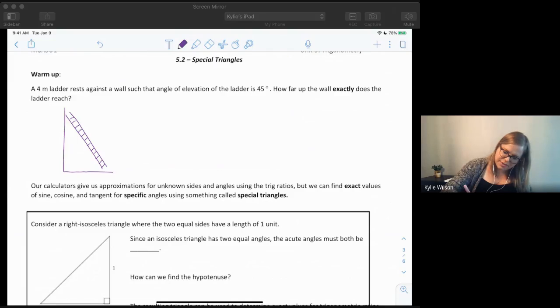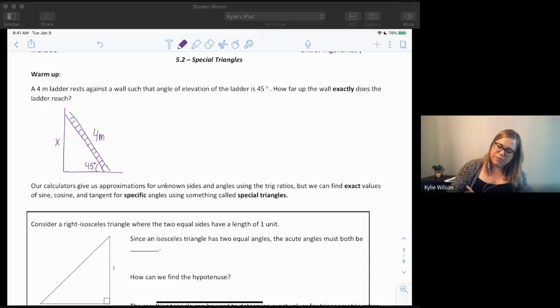And now I'm going to fill in my values. I know that it makes an angle of elevation of 45, so that angle would go here. And I know that the ladder is 4 meters tall, so I can do that. And I'm looking for how far up the wall my ladder goes, so we can just put in an X for that because that's what we're looking for.